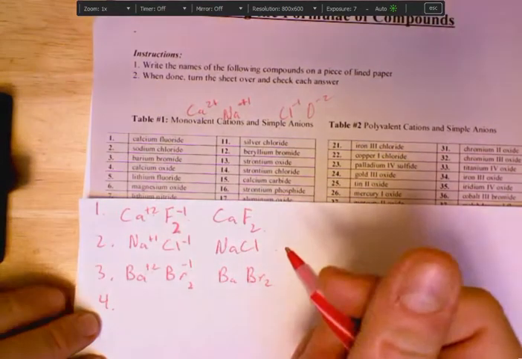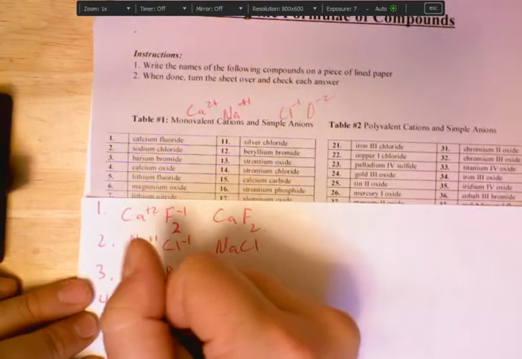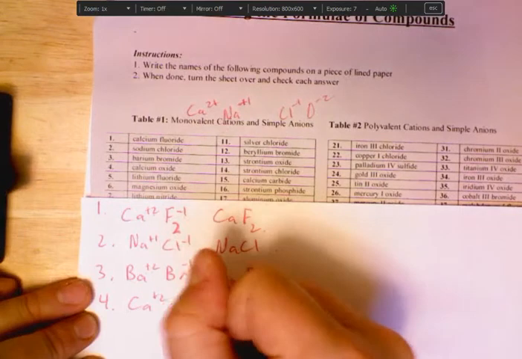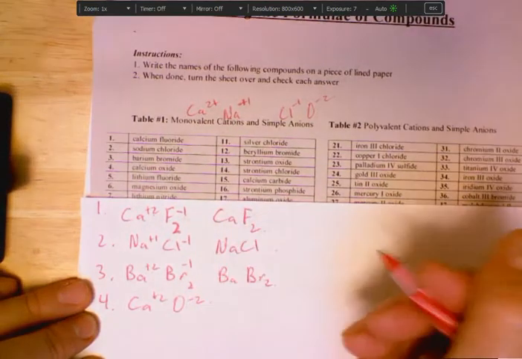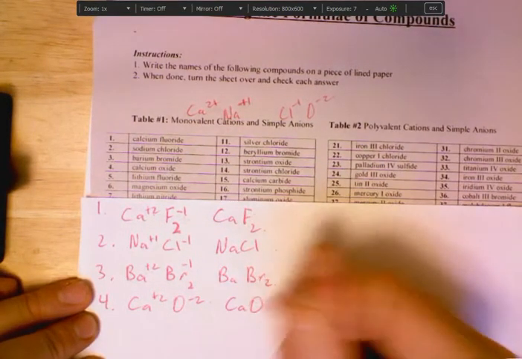Okay, on to number 4. Number 4 is calcium oxide. Calcium +2. Oxide has a charge of -2. So it's just going to be CaO.